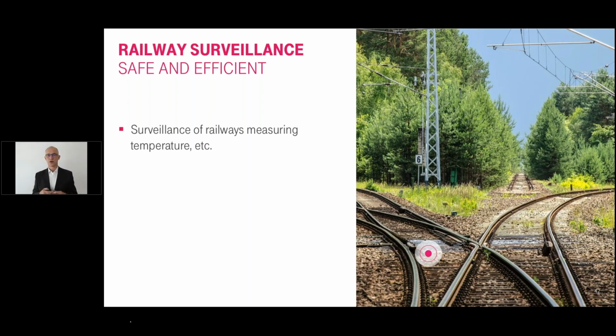What is there today? What are they doing today? Today, people go along the railways and measure the temperature of the railways by hand. Here, NarrowBand IoT helps. It improves the reliability of the railways and also helps to maximize the capacity of how many trains you can run on the railways.